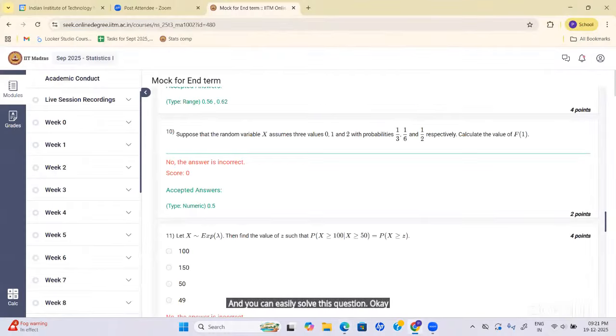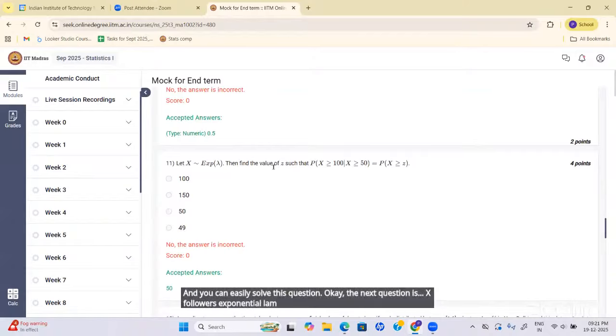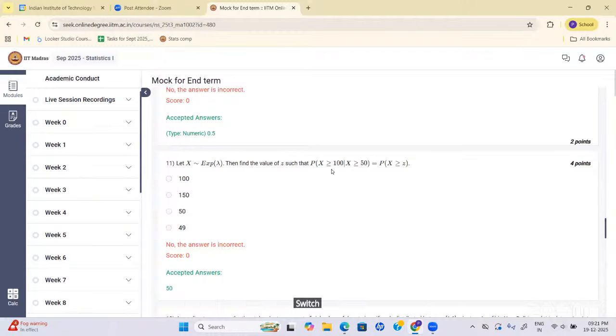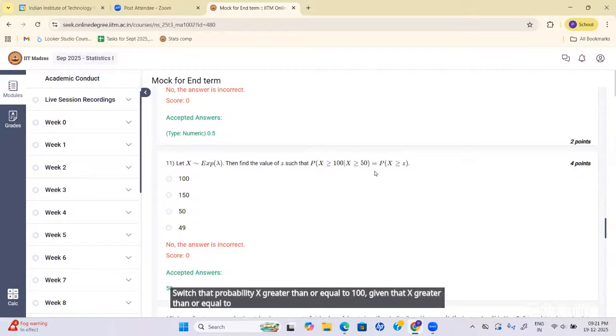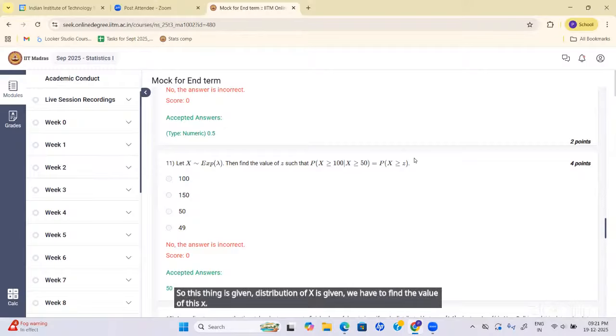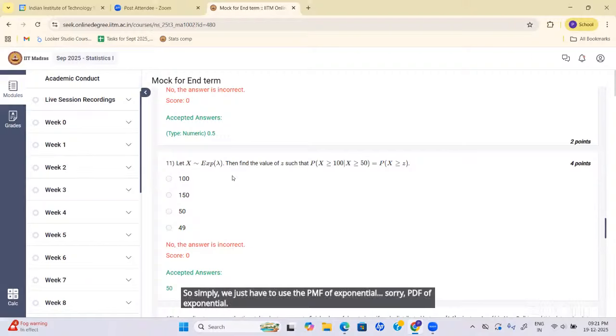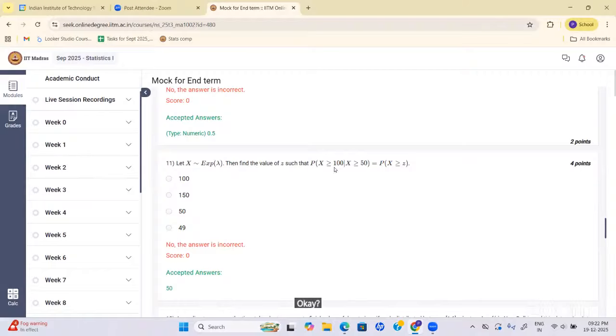The next question is: x follows exponential lambda, then find the value of z such that probability x greater than or equal to 100 given that x greater than or equal to 50 is equal to probability of x greater than or equal to z. So the distribution of x is given, we have to find the value of z. Simply we just have to use the PDF of exponential and the conditional probability formula, and then we can find the value of z.